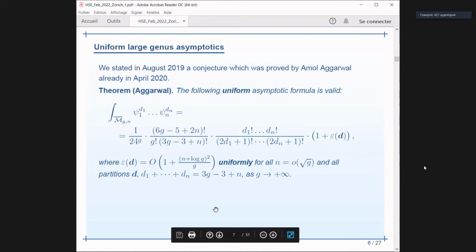Yeah, in a sense, but what can I expect? The worst case will be if all the d's are the same, or if all of them but one are ones, and the last one... I see. So the question is, what are the partitions for which this error term is the worst? Yeah, exactly. Okay.